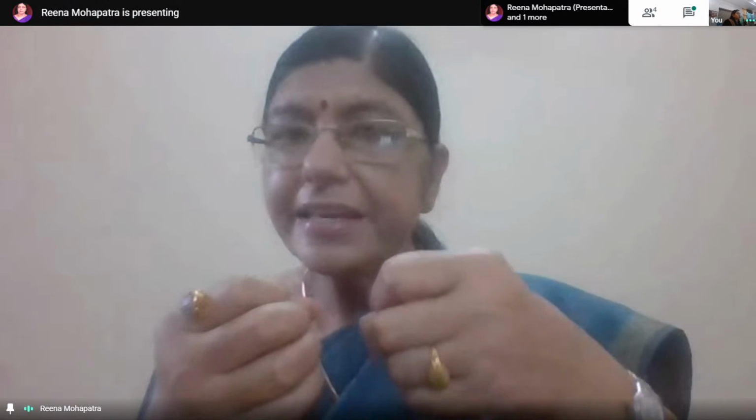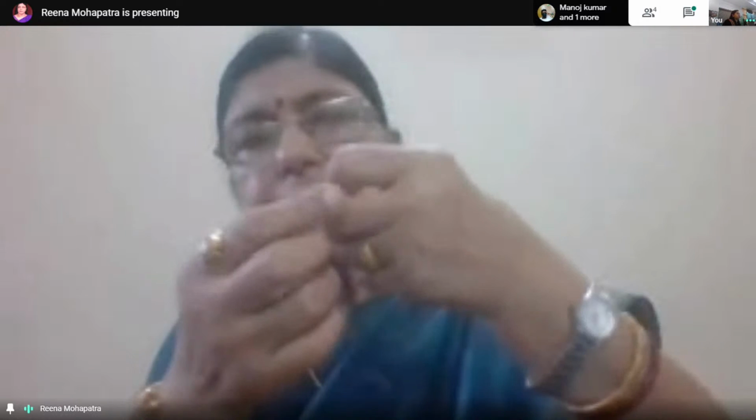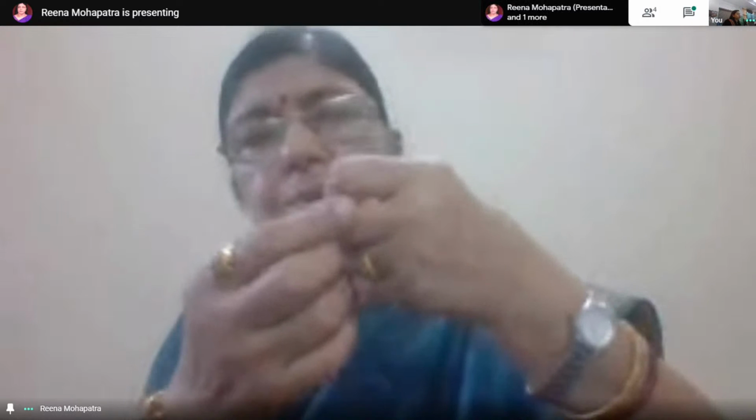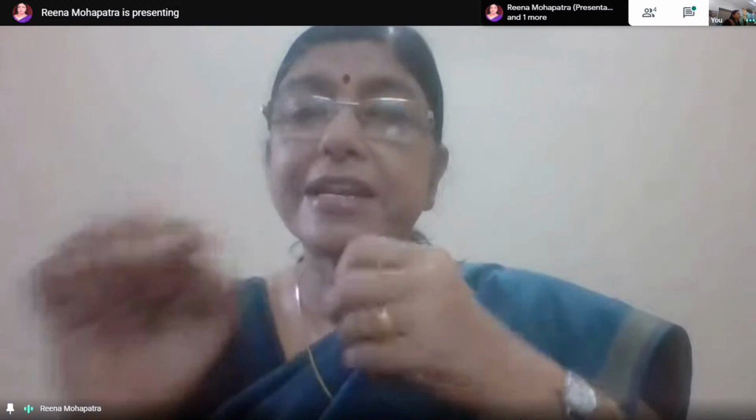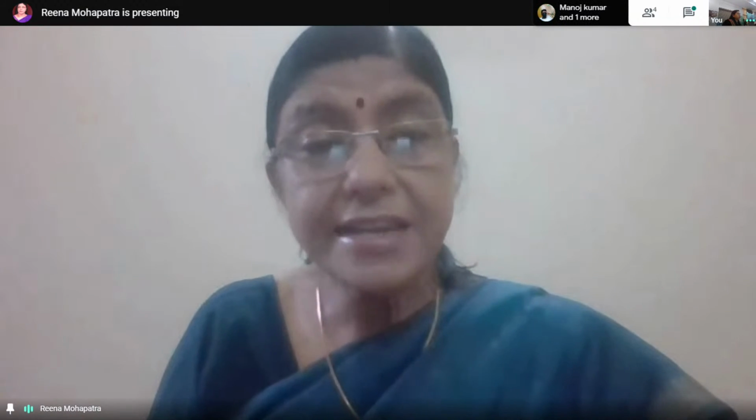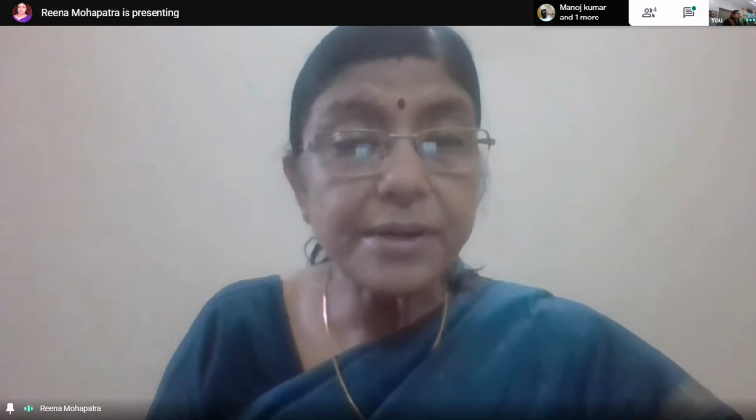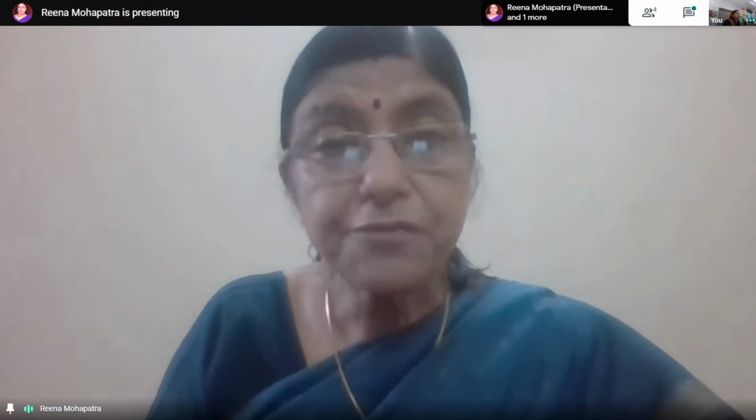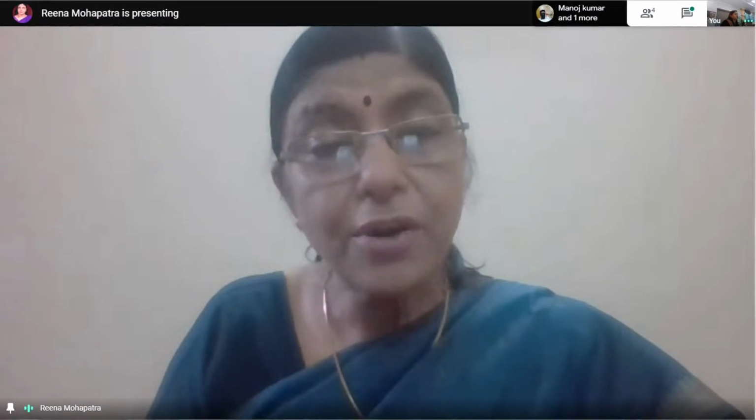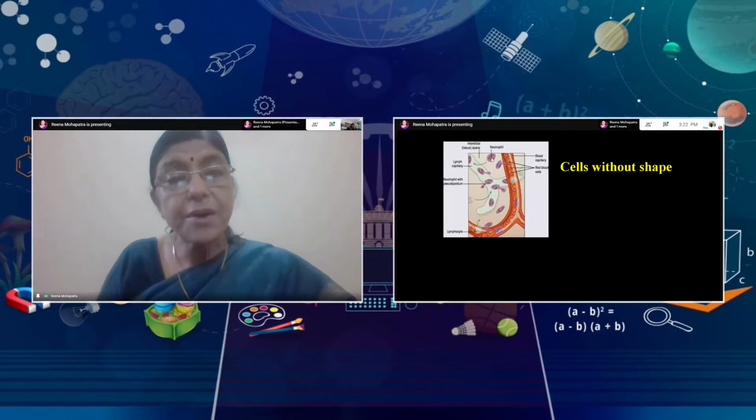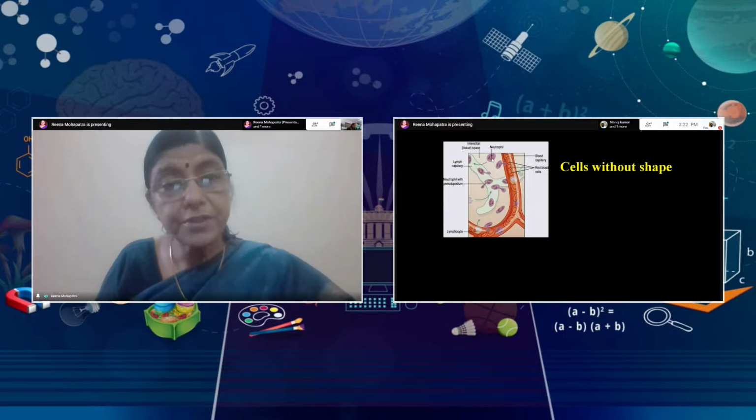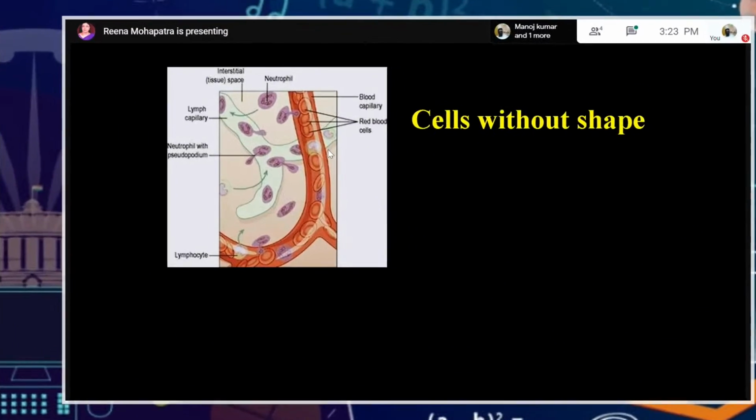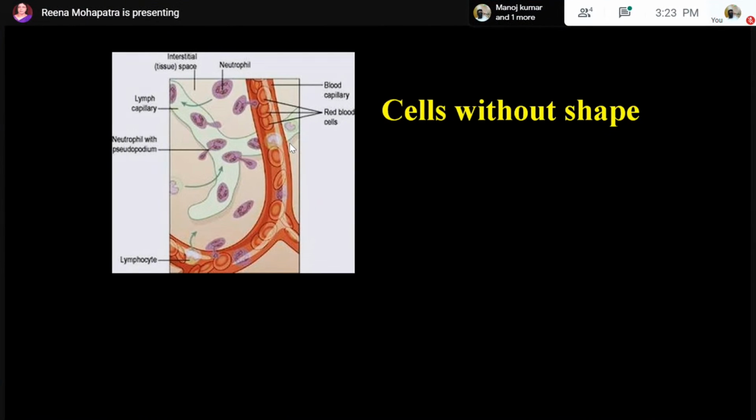For that, what is required? In between the capillaries there is a very small gap, and the WBC has to creep out through that gap. So please look at the slide. You can find here that these are the WBCs. In general, their shape is like this, but when they come out through the very fine pores of the capillaries, they become elongated, and then they come out, and after coming out they again take their own shape. Is it clear? This is the lymphatic capillary and this is the blood capillary. So to kill the microorganisms, they change their shape.